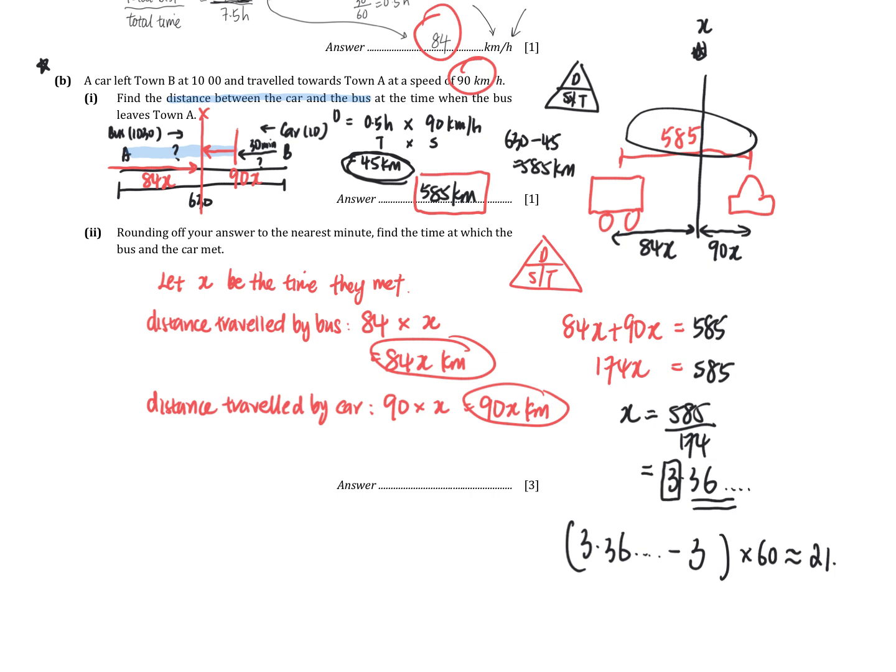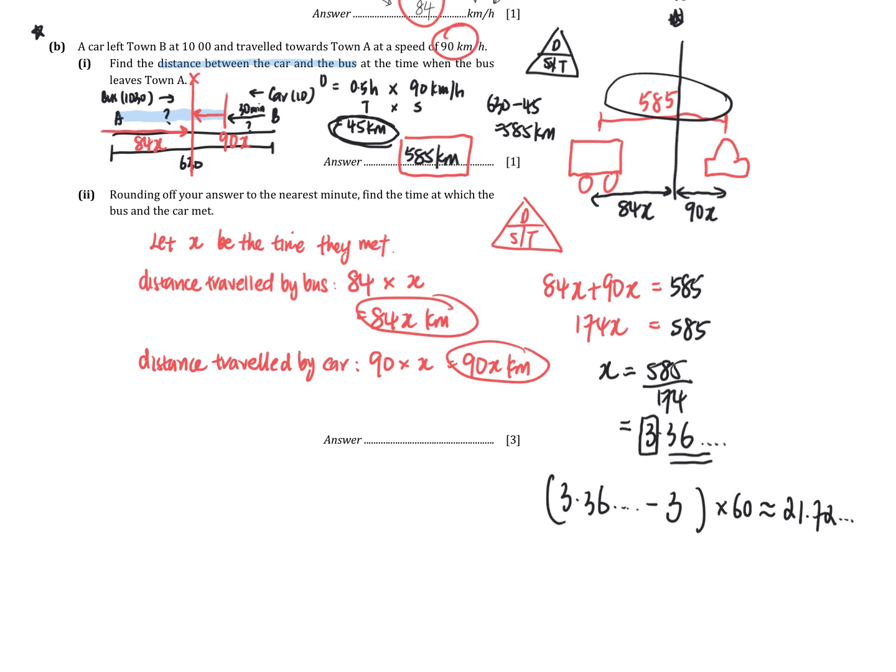585 divided by 174 minus 3. Can you tell me what do you get? Then times 60. It's 21.724137. Okay, so actually, the question says, can you round off to the nearest minute? So it's 22 minutes. But it took a total of 3 hours and 22 minutes.